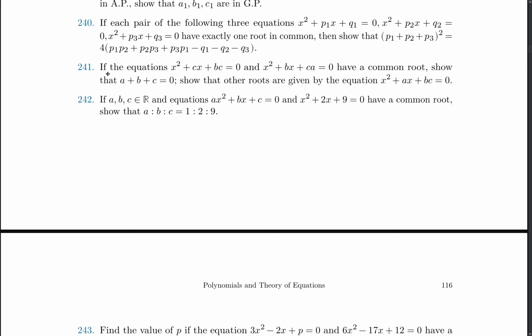Question 241 says that if the equations x square plus cx plus bc is equal to 0 and x square plus bx plus ca is equal to 0 have a common root, show that a plus b plus c is equal to 0. Show that the other roots are given by the equation x square plus ax plus bc is equal to 0.